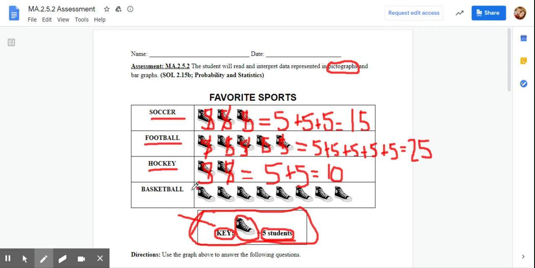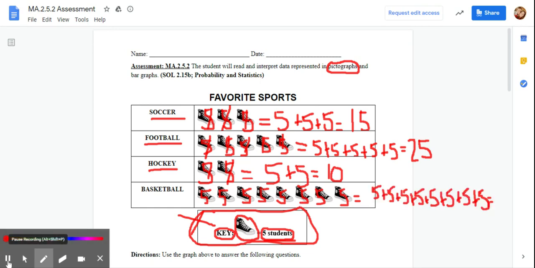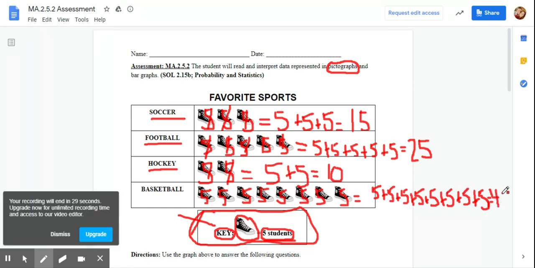For basketball, one last thing we want to do is go through and label each shoe 5 students. So I've labeled all of my shoes with 5, and I could write my number sentence, and then I can count by 5s to find the sum. 5, 10, 15, 20, 25, 30, 35, 40. So I now know that 40 students like basketball as their favorite sport.